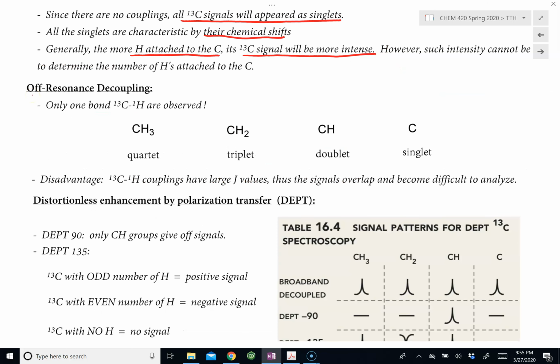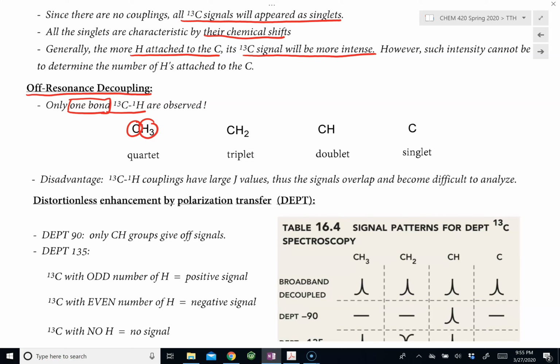Next, let's talk about the second special technique, off-resonant decoupling. Although it is used, it is not commonly used because it has some disadvantages. In this method, we only see the carbon-13 to hydrogen coupling that is one bond apart. For example, only hydrogens connected directly to the carbon will couple to it, but not a carbon and a hydrogen that are several bonds away.